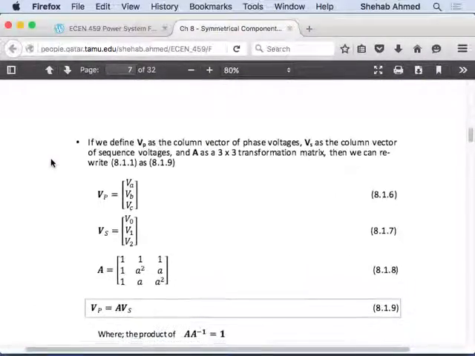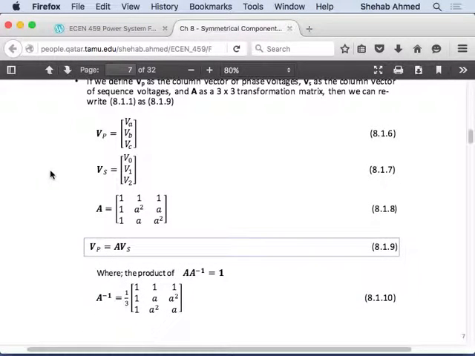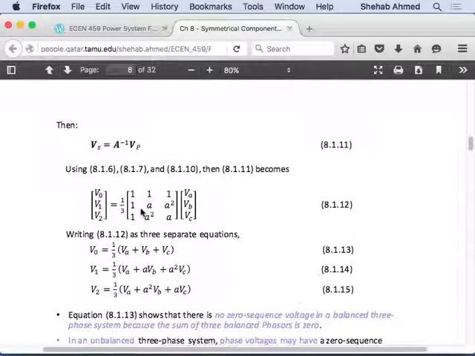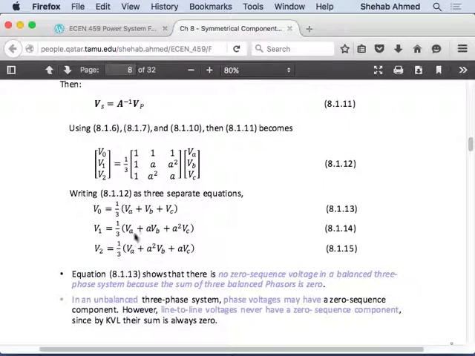This table is general. So this is what I was just saying about pre-multiplying by A inverse. Again, we call this A the sequence matrix, and the sequence matrix relates the phase quantities with the sequence quantities. So if I pre-multiply by A inverse, I can calculate my sequence quantities from my phase quantities. And this applies for voltages and currents. Here all we did was pre-multiply by A inverse. So these are the sequence quantities in terms of the phase quantities.